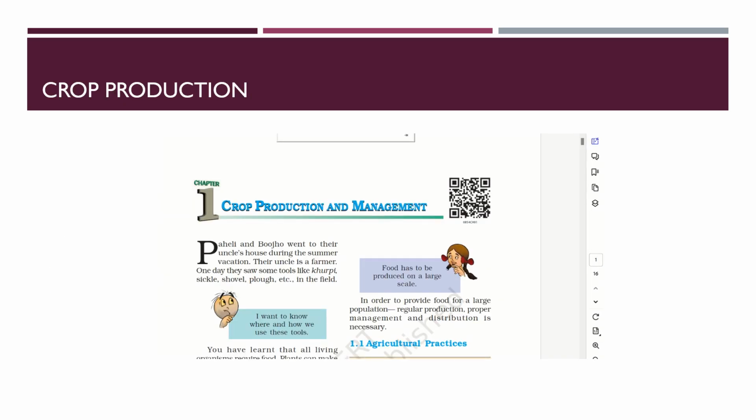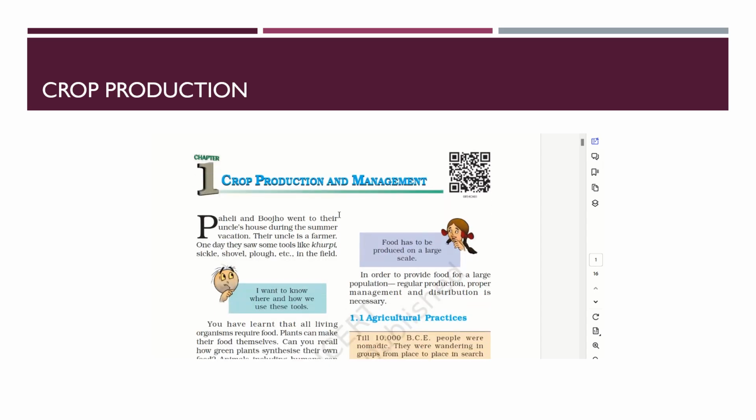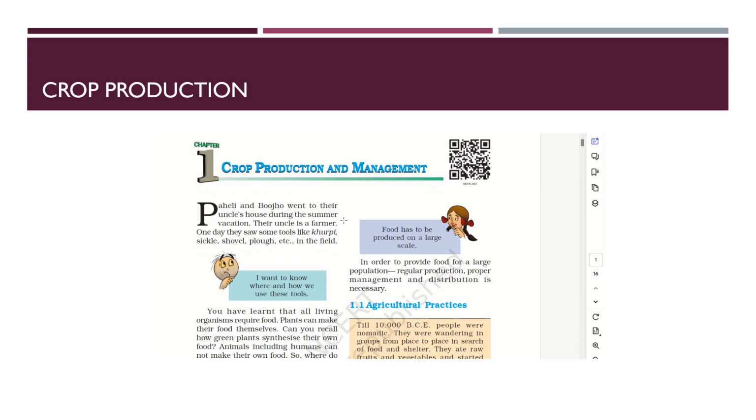Now we are here with your first lesson, that is crop production and management. Like you all are enjoying your summer vacation, Paheli and Bujo also went to their uncle's house during the summer vacation. One day they saw a khurpi, a sickle, a shovel and a plough in the field, and they asked their uncle what these tools are used for.